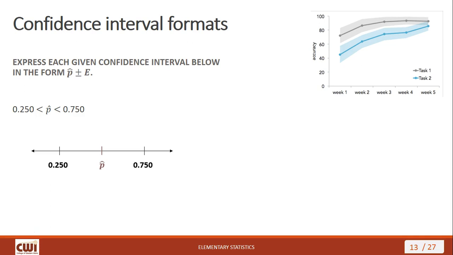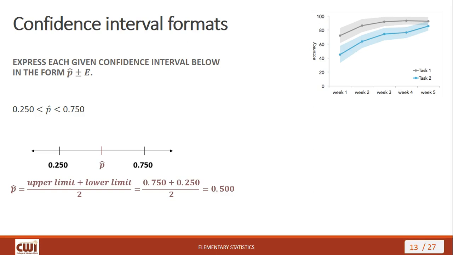Because it's directly in the middle between the upper limit and the lower limit, we can average those two numbers to find out the value of p hat. In this example, when we do that, we get 0.5. So 0.5 is the value directly in the middle between 0.75 and 0.25. This is our p hat.